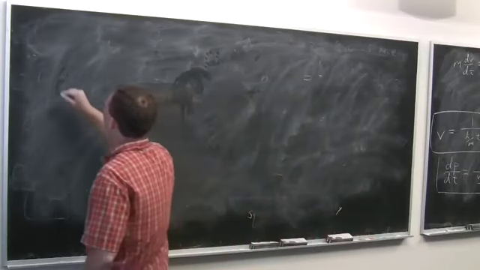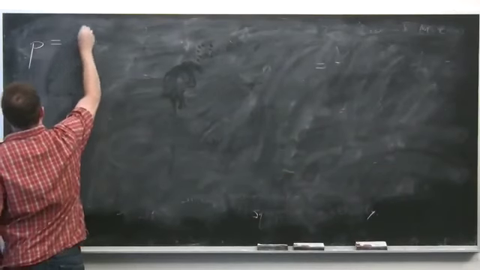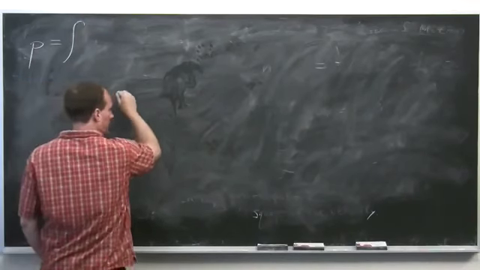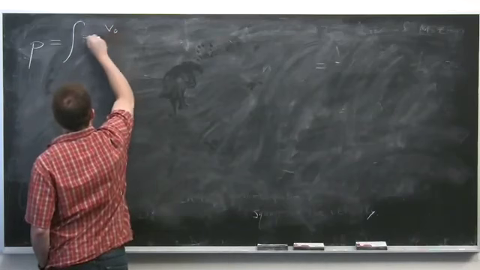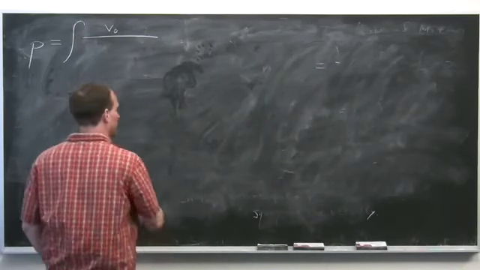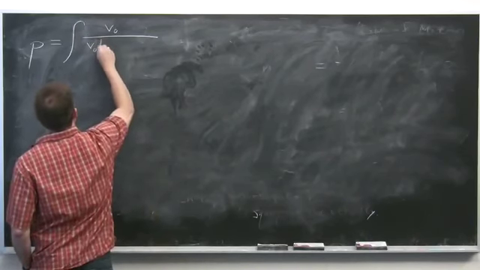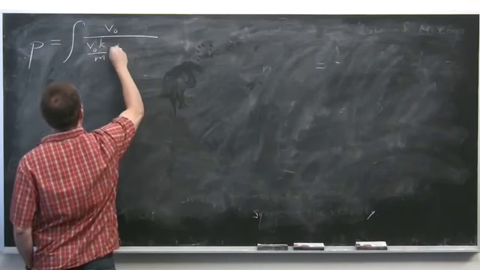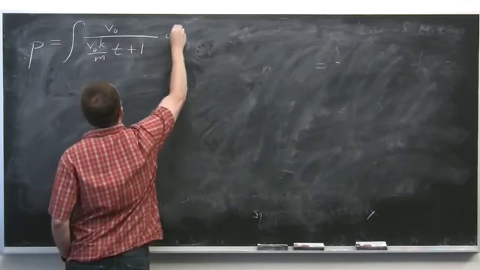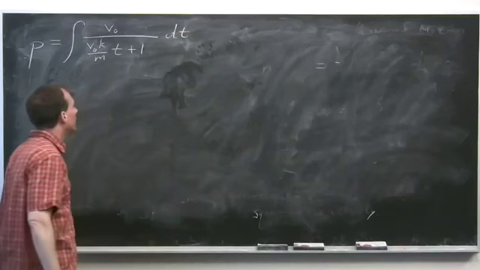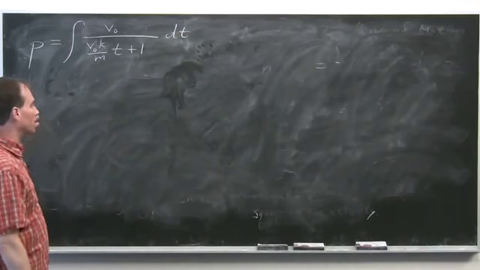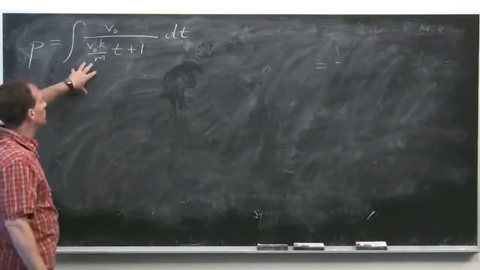So p, the general antiderivative, is an antiderivative of v naught k over m t plus 1 times dt. How do you integrate this? Well, you make a substitution.